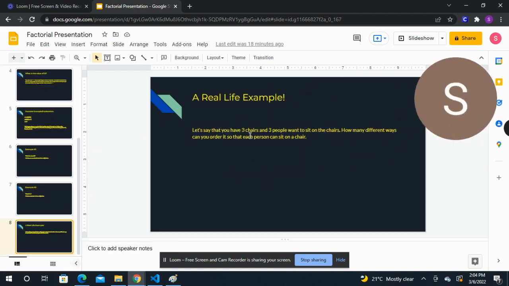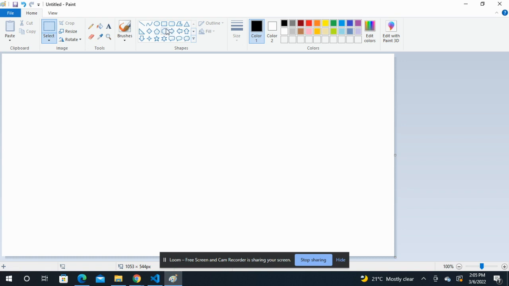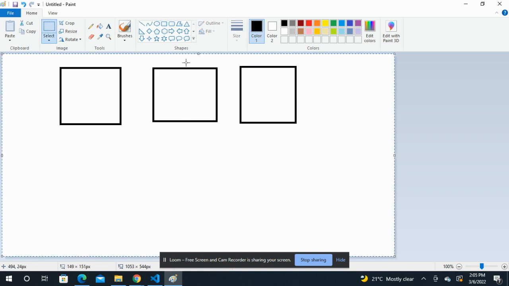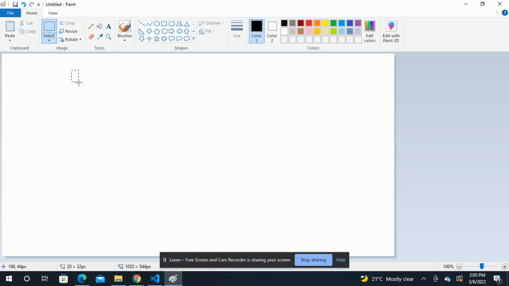So here's a real life example. Let's say that you have 3 chairs and 3 people want to sit on the chairs. How many different ways can you order it so that each person can sit on a chair? So what I will do is, we see that we have 3 tables, right? Okay, hold on, I'm going to make it a bit smaller. So here are 3 tables, right? And then there are 3 people.